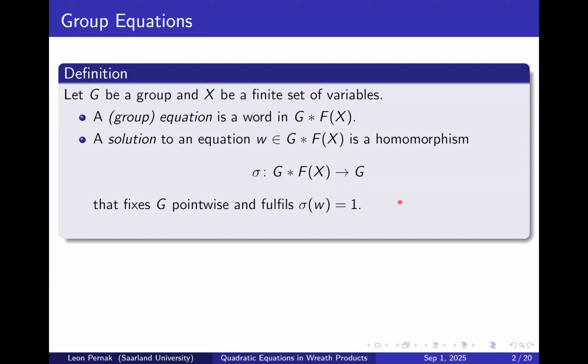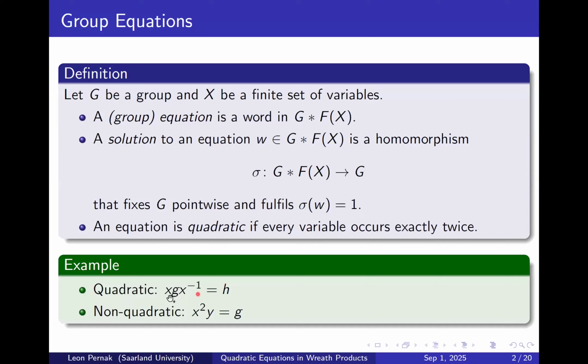Okay, but the title said quadratic equations. So when do I call such a group equation quadratic? Well, if every variable in the equation occurs exactly twice. Here I'm counting inverses and non-inverse elements the same. So here's an example of a quadratic equation. You have the variable x, which occurs twice, once as an inverse and once not. And you have two parameters g and h, which are just elements from the group.